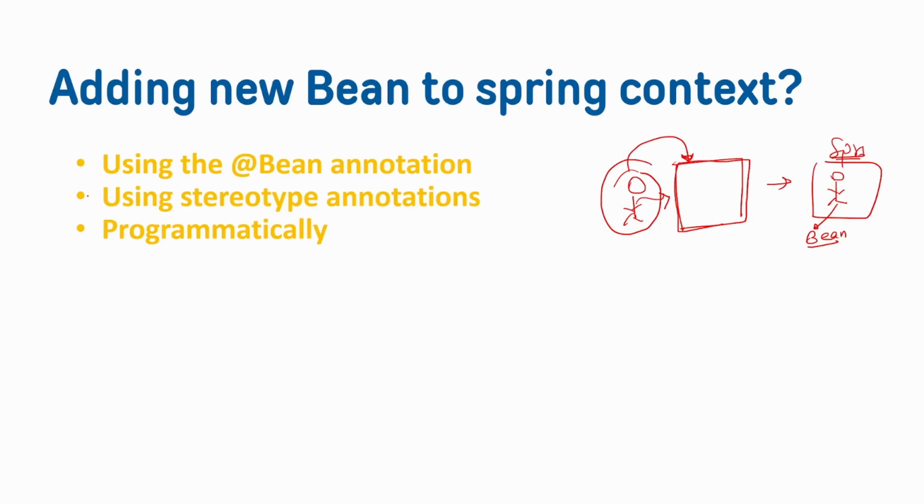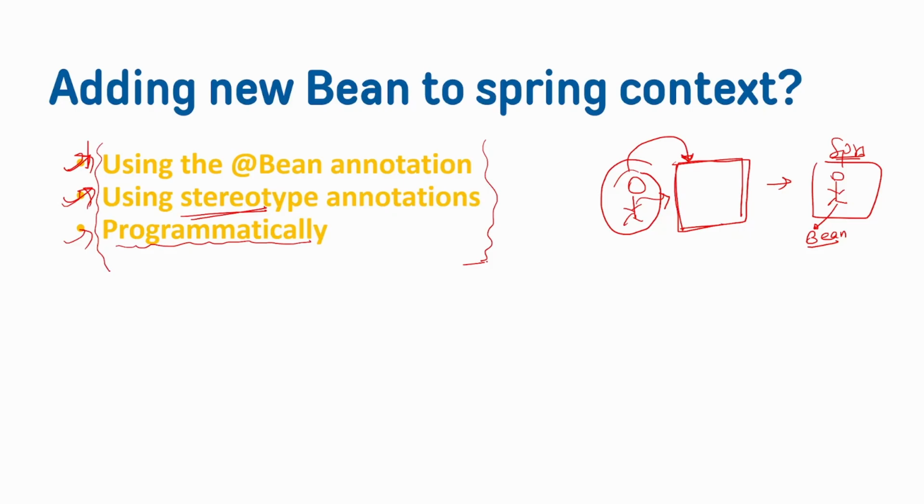We can add a new bean to the Spring context in three ways. First, using the bean annotation. Second, using the stereotype annotations like component, service, controller, repository. And third, programmatically. So let's see each one of these.